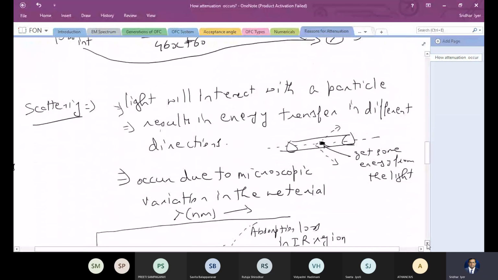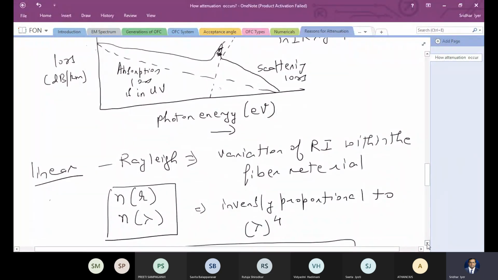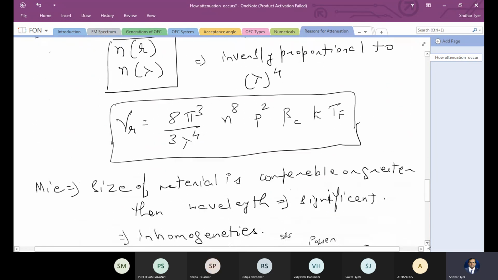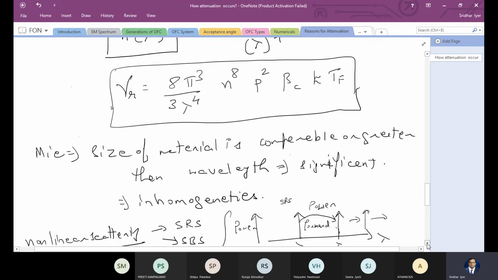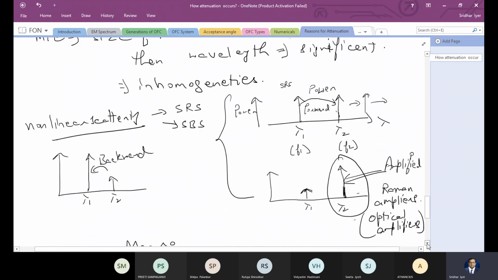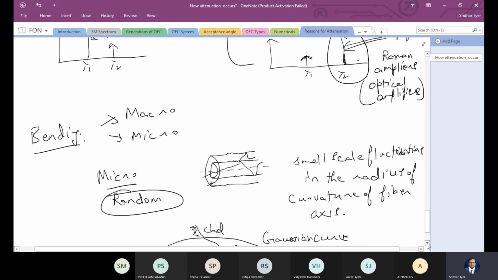When it comes to scattering, you could have linear scattering or non-linear scattering. In linear scattering, the most popular is the Rayleigh scattering, which is inversely proportional to the wavelength. So we've looked at that. There's another kind of linear scattering known as Mie scattering. We looked at that as well. In the non-linear scattering, I explained how the Raman scattering and the Brillouin scattering would affect the power. Then we have the bending loss, which is macro and micro. These are large scale or small scale changes in the fiber, because of which the light would escape the core of the fiber.